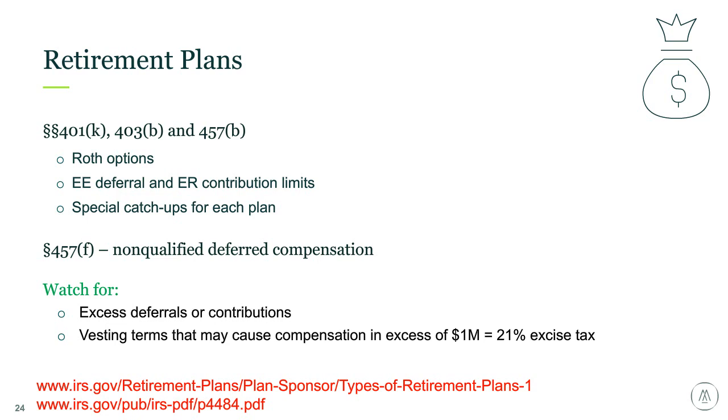So in the not-for-profit 457 area, non-qualified deferred compensation plans, many organizations have these plans, and what we are seeing now is that some of these programs and some of the benefits that have been accrued in those programs and the vesting terms are causing compensation to exceed the $1 million amount for the year, which then, of course, under the Tax Cuts and Jobs Act, creates a 21% excise tax problem.